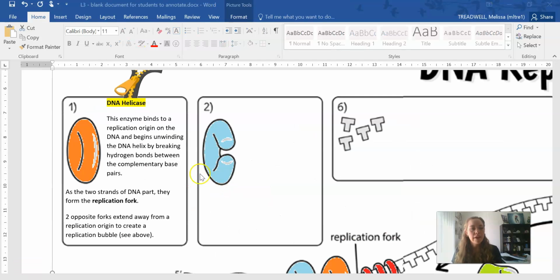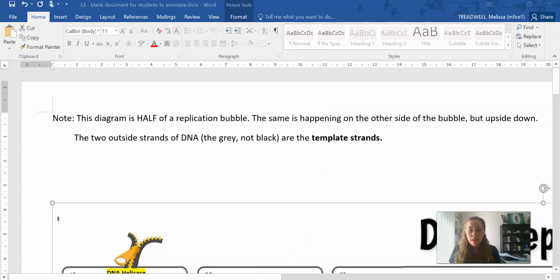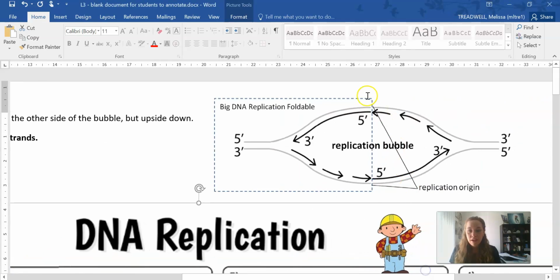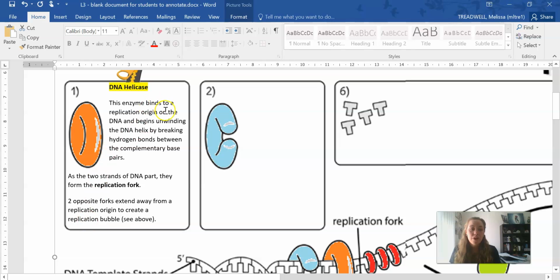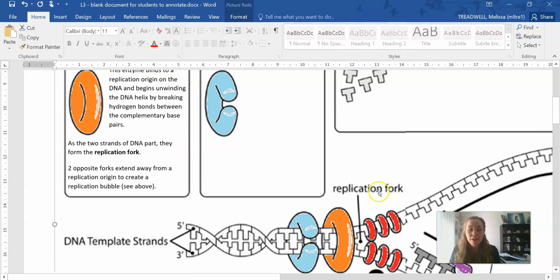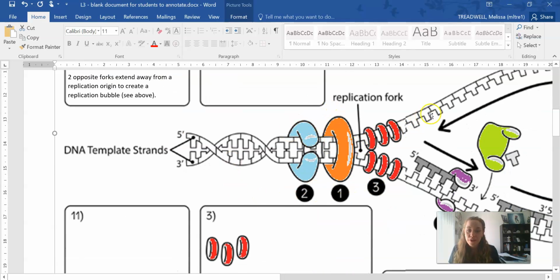So I'll just pause. Okay, so DNA helicase's job: it's the enzyme that binds to the replication origin. And if we look at this picture here, you can see that replication origin is this section down here in the middle. So it binds to that replication origin on the DNA and begins unwinding that DNA helix by breaking the hydrogen bonds. So it breaks the hydrogen bonds between the bases. So if we look here at our DNA strand, okay, this is the parental DNA. You can see it's getting unwound.